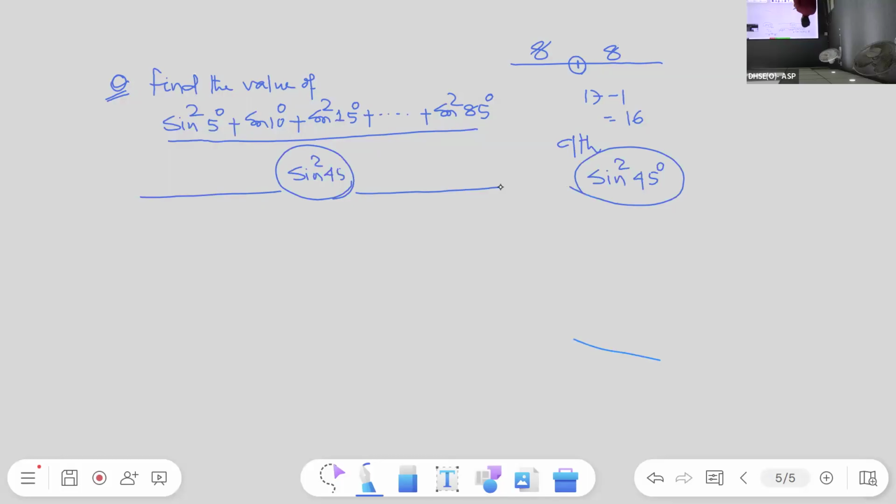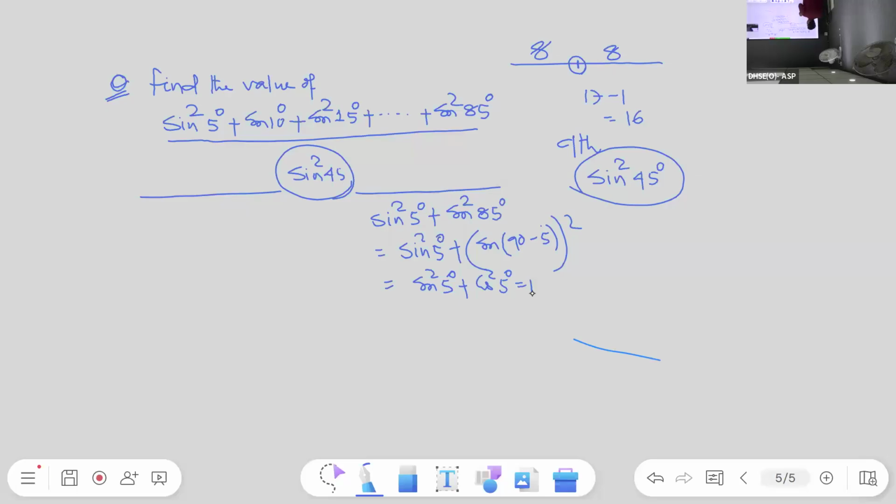Equidistant terms from the beginning and end should be added. The first term from the beginning is sin square 5 degree, and the first term from the end is sin square 85 degree. You know sin square 85 degree is equal to cos square 5. So sin square 5 degree plus sin of 90 minus 5 whole square. Sin 90 minus theta is cos theta, so sin square 5 degree plus cos square 5 degree is equal to 1.